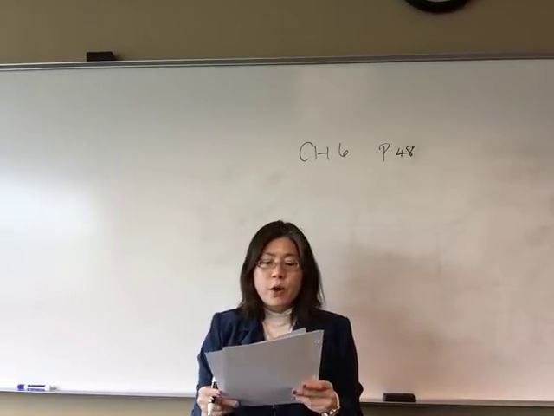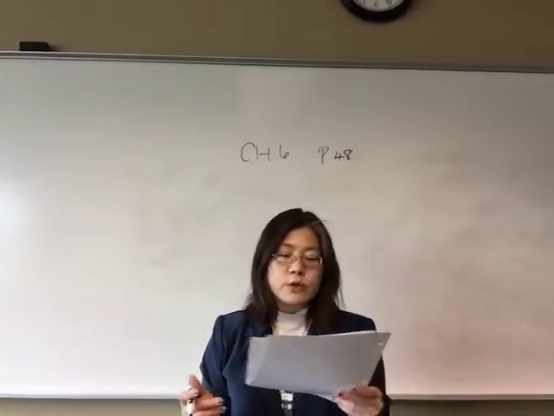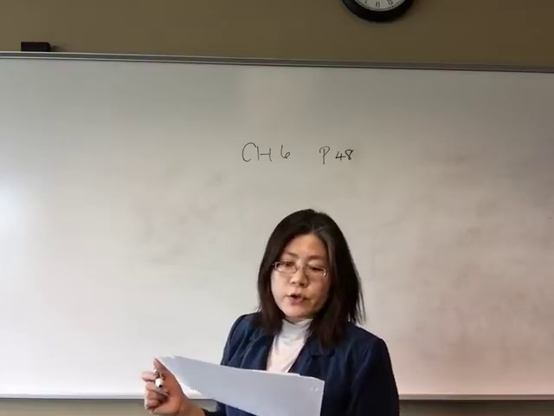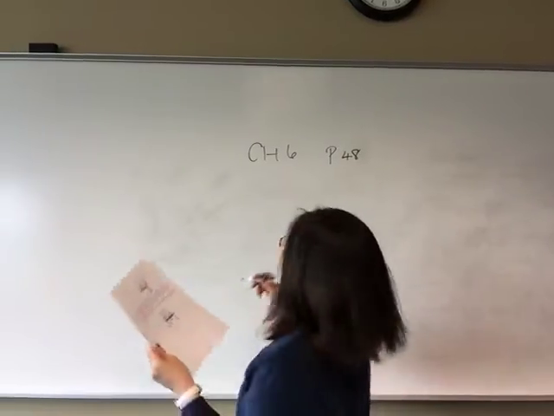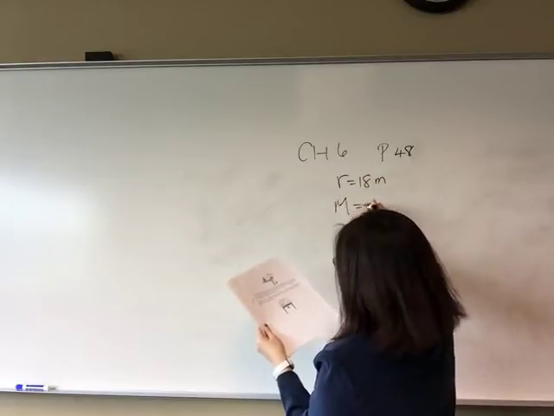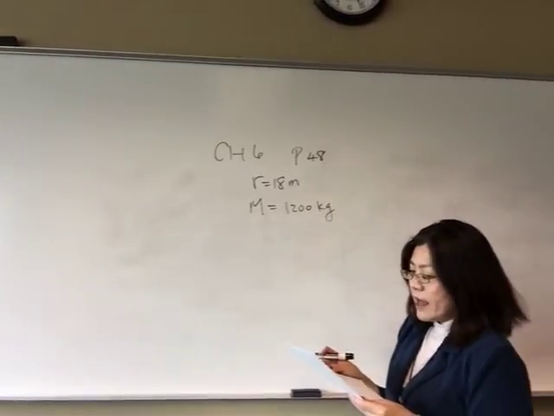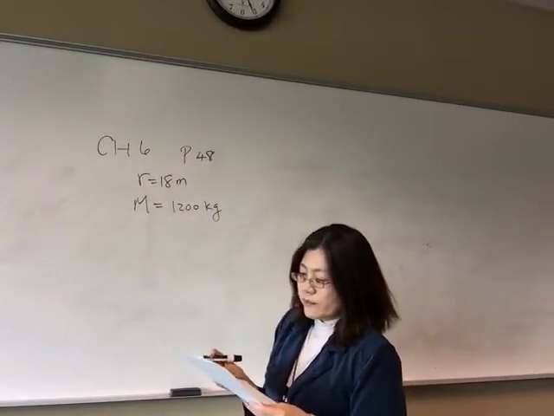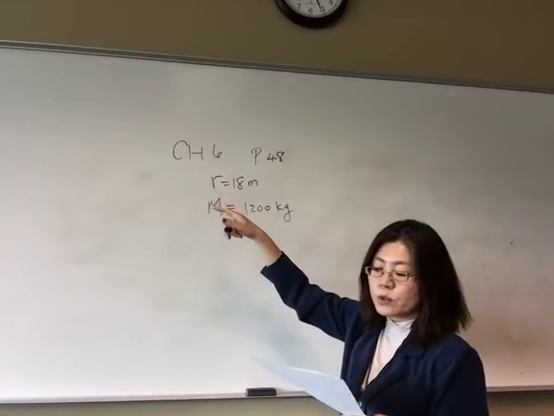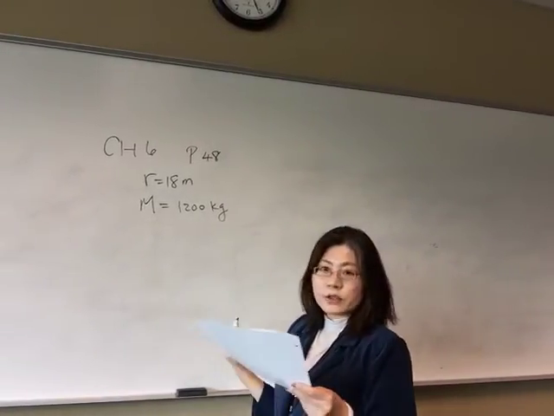All right, so now we're going to do problem 48. A roller coaster car has a mass of 1,200 kilograms when fully loaded with passengers. As the car passes over the top of a circular hill of radius 18 meters, so your R is 18, and the mass is 1,200 kilograms, and the speed is not changing, but it undergoes uniform circular motion. Even though the speed is not changing, the direction is changing, so there's a non-zero acceleration.